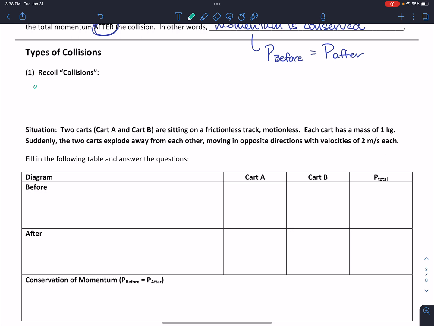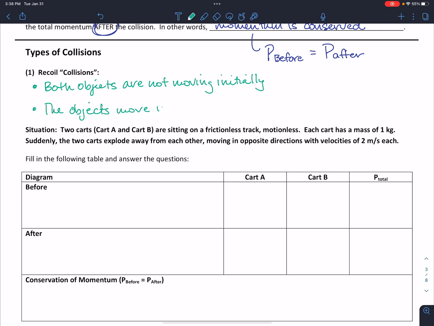For recoil collisions, there are two key points you should look out for. One, both objects involved in that collision are not moving initially. All right. The second clue that we have a recoil collision is that the objects move in opposite directions after.